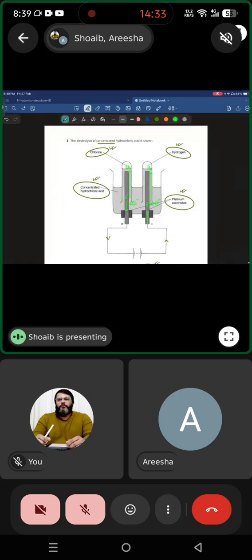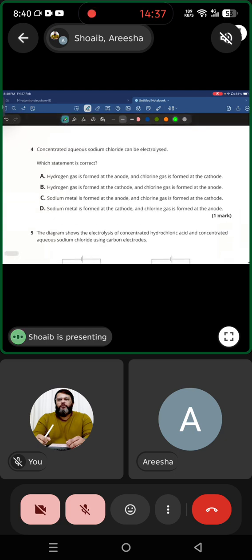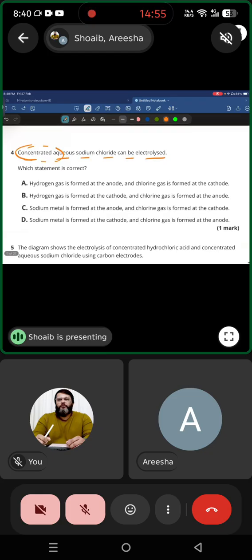Now, next question. Question number 4. Concentrated aqueous sodium chloride can be electrolyzed. Which statement is correct here? We are using a concentrated sodium chloride here, which will be electrolyzed. Okay.